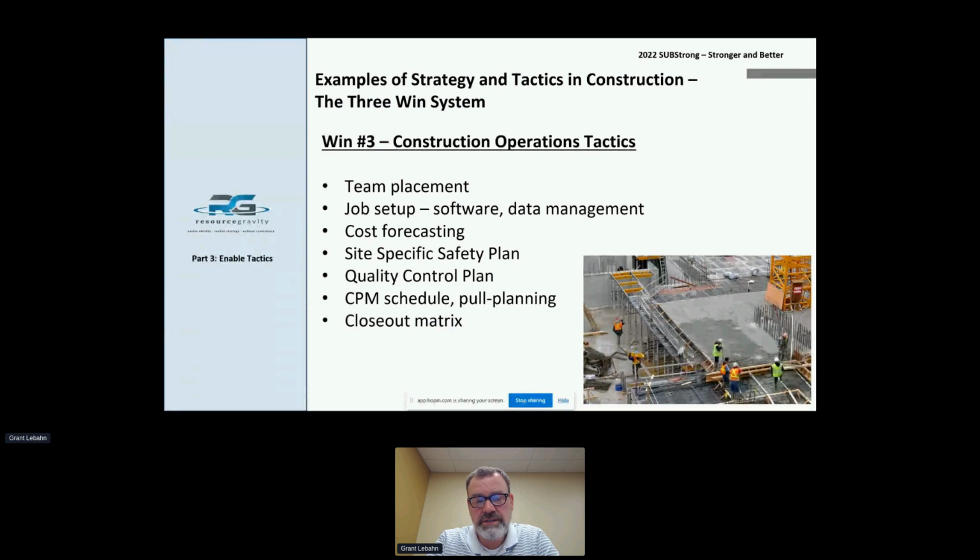Cost forecasting is probably fairly common in our industry with tactics. Being clear about how to cost forecast and knowing where that's at is a pretty simple and easy way to think about it. And then we get into these last ones that I think just apply.